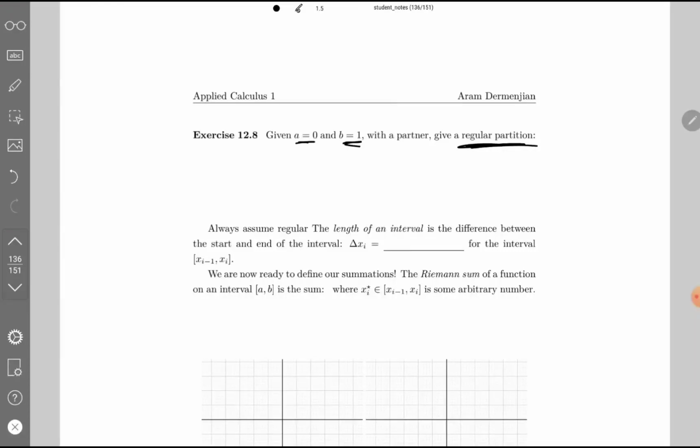Hopefully you paused and you tried. There are a million examples. You could just do the easy one: cut it into tenths or fourths. You can cut it into thirds. You can even just keep it like this, which is also a regular partition. So these are all different ways of doing this.